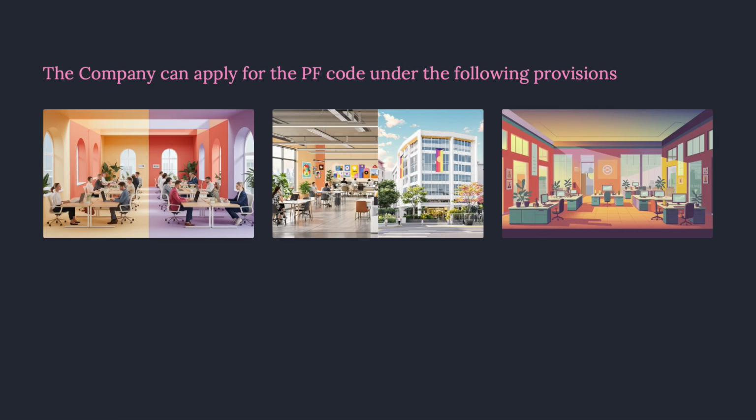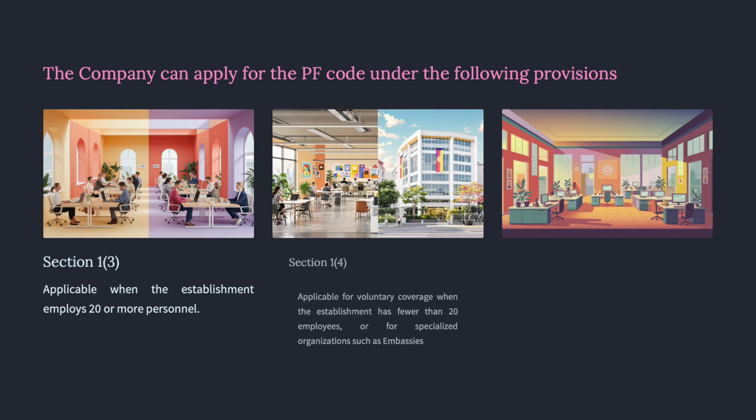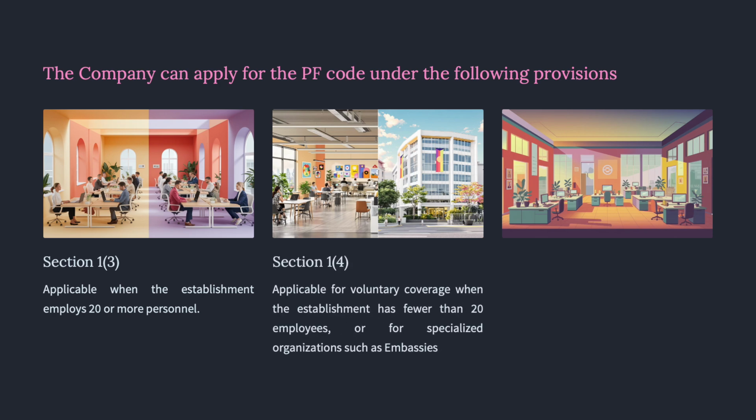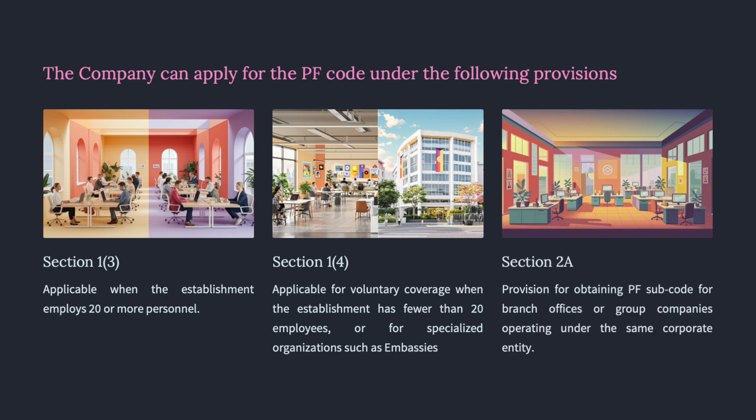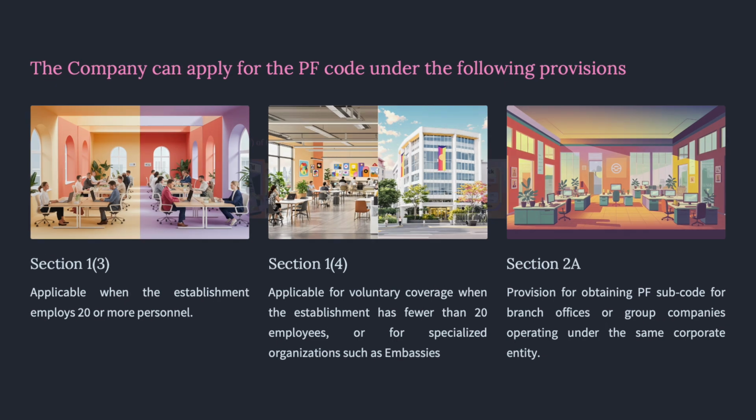The company can apply for the PF code under the following provisions. Section 1(3): applicable when the establishment employs 20 or more personnel. Section 1(4): applicable for voluntary coverage when the establishment has fewer than 20 employees, or for specialized organizations such as embassies. Section 2A: provision for obtaining PF subcode for branch offices or group companies operating under the same corporate entity.